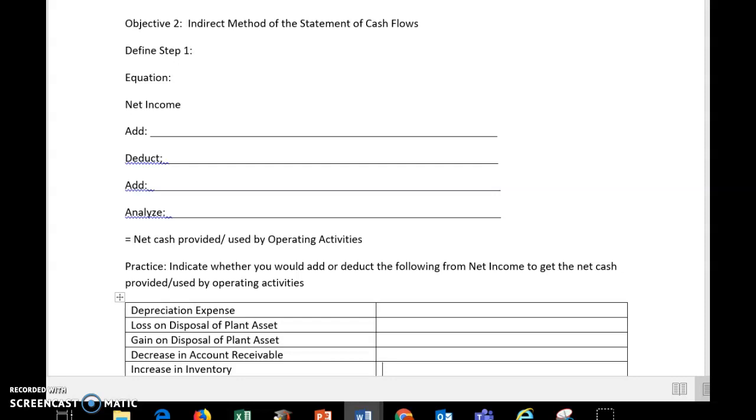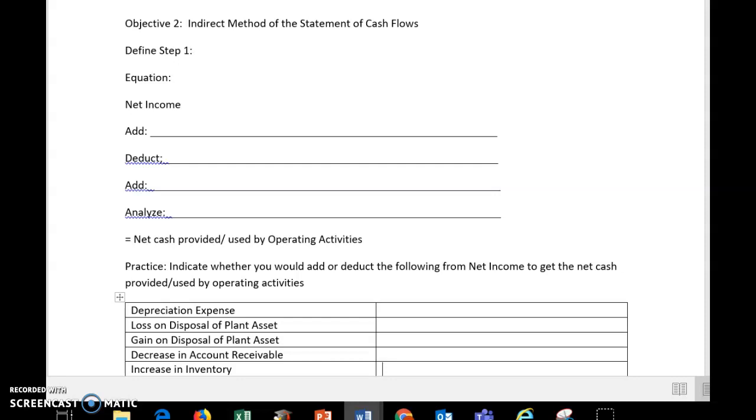The first thing you're always going to add back are things like depreciation and non-cash expenses. So make sure you get those added back first so you don't forget. You're going to deduct any gains on sales that we learned about in our previous chapter, the gains on sales of assets, and then we're going to add back those losses, because all of those are non-cash related.